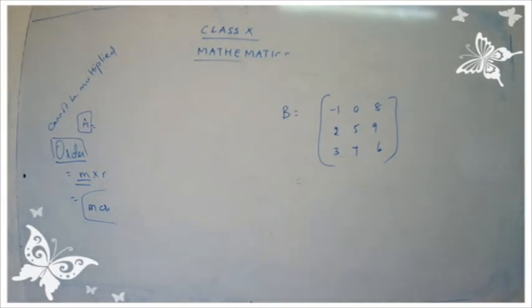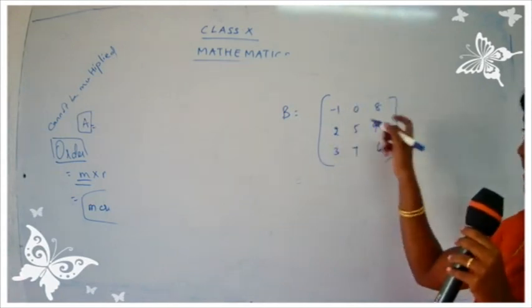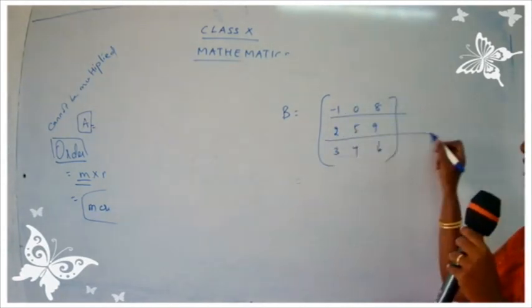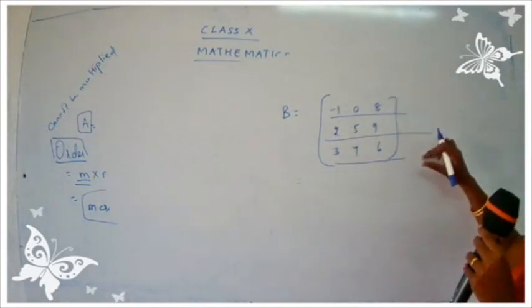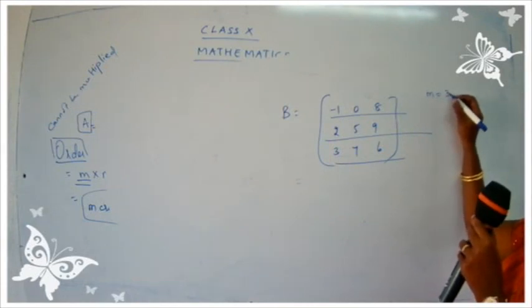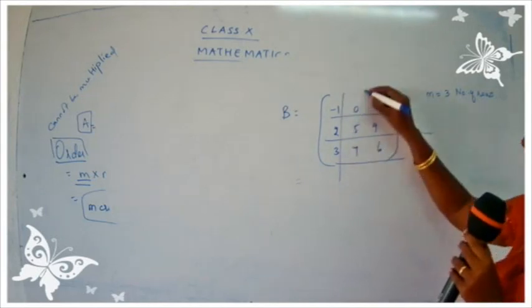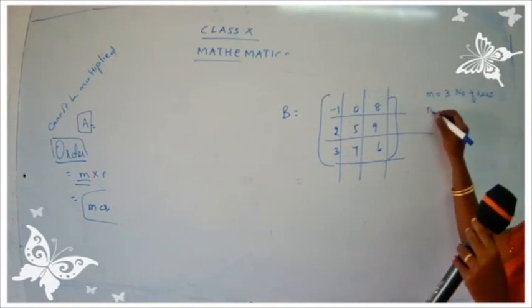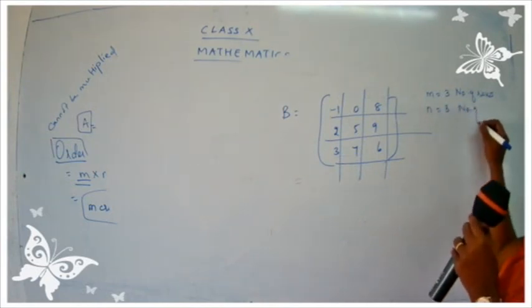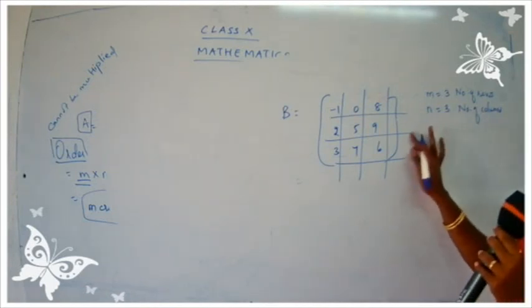Okay, now here, first of all, let us see what are the things we have already seen. How many rows are there, children? How many rows? The horizontal arrangement. 1, 2, 3. The first row, the second row, the third row. That means m is equal to 3, the number of rows. Now, how many columns do you have? 1, 2, 3. 3 columns. That means n is equal to 3, the number of columns. Clear? Okay. Now let us go for the order.